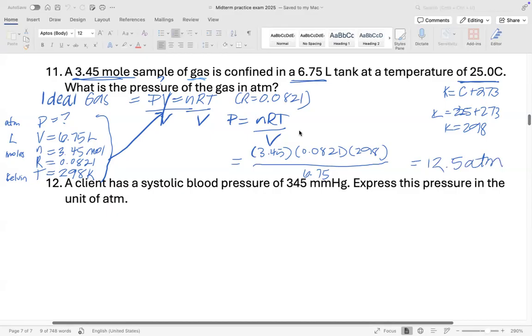Any questions? Yes, how did we get the R again? The R is going to come from the reference sheet. It's always the same.